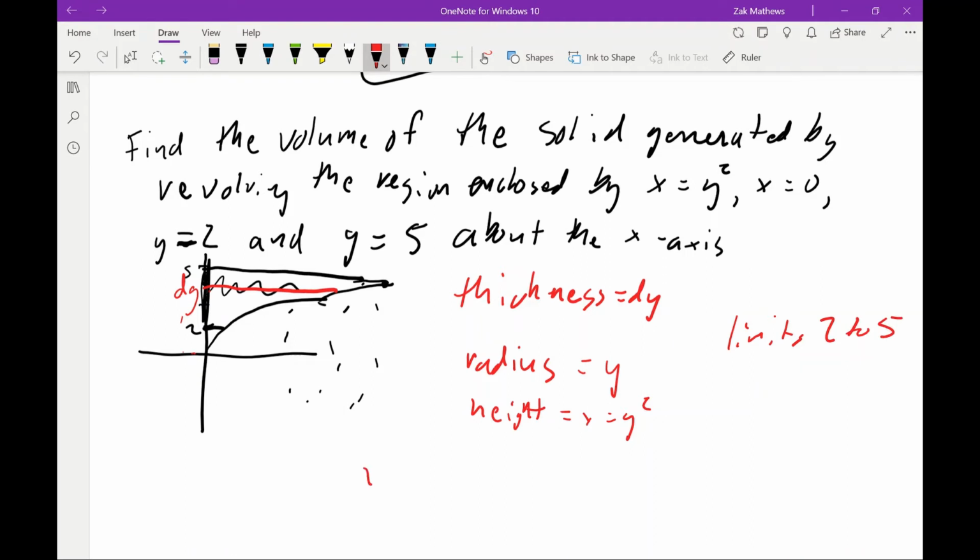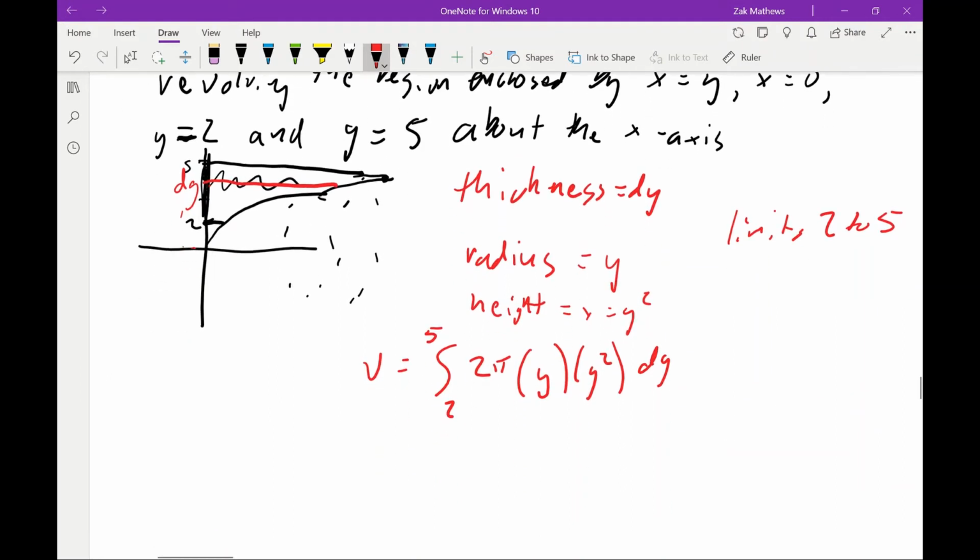So now let's set up our volume problem. We're integrating from 2 to 5, 2 pi. Our shell radius was y. Our shell height was y squared. Then our equation dy. Notice it's looking very, very similar to how we did the last example. Just now we have y's in it instead of x's. So I can pull out my 2 pi, going from 2 to 5, y cubed dy.